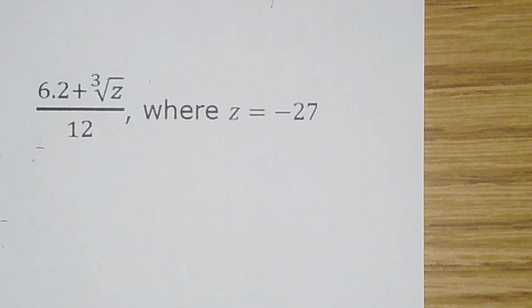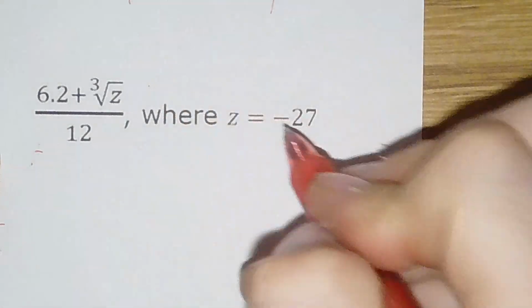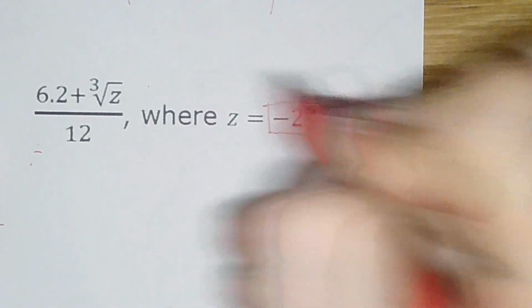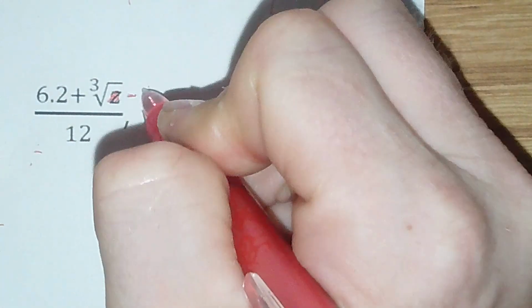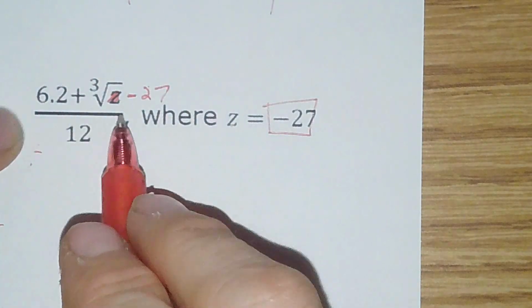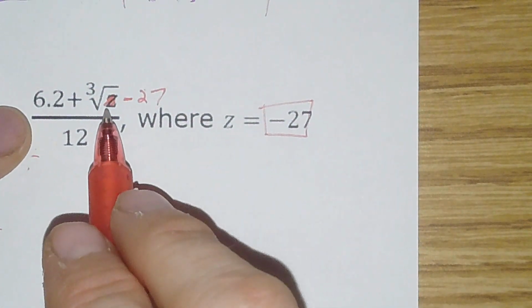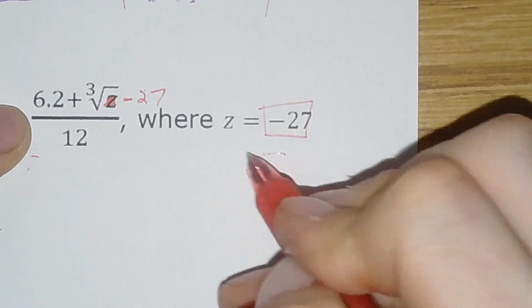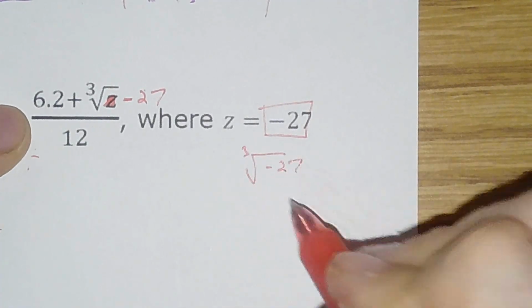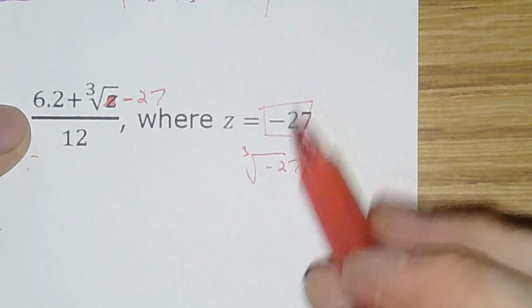Okay, we have to do a little bit of substitution here. So it says z is negative 27. So this is negative 27. So let's look at the cubed root of negative 27 first. So we have the cubed root of negative 27. Well, we did this up here, right?